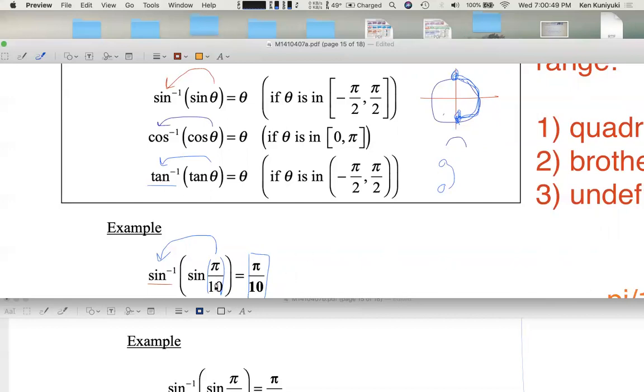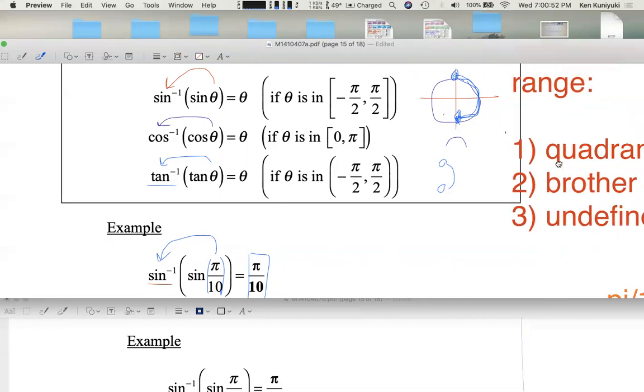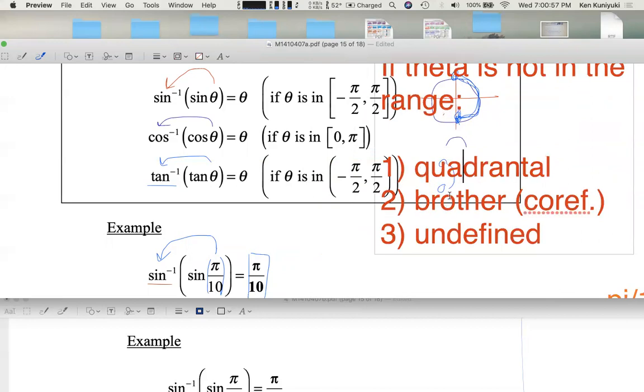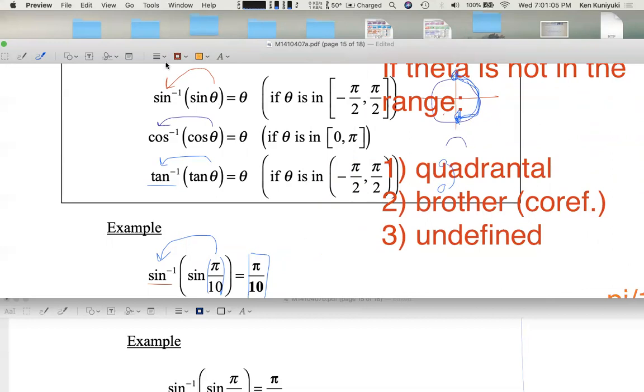Now, if theta is not in the range of this outer function, then the result could either be some other quadrantal angle, some other brother or coreference angle, or undefined. But the answer will not be theta. If theta is not in the range of the outer function, then by definition of the range, this outer function is not allowed to spit out that value for theta. You're going to get one of these. Now, it's not so much that you have to remember these three possibilities if theta is not in the range. It could be just a matter of you working it out and you see what you get.